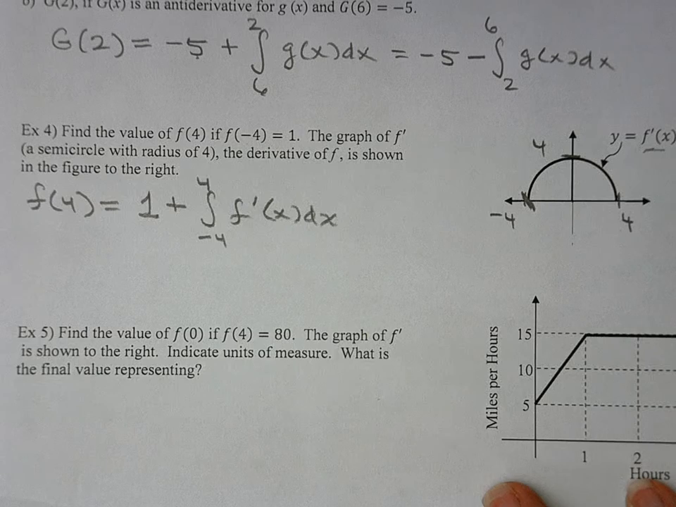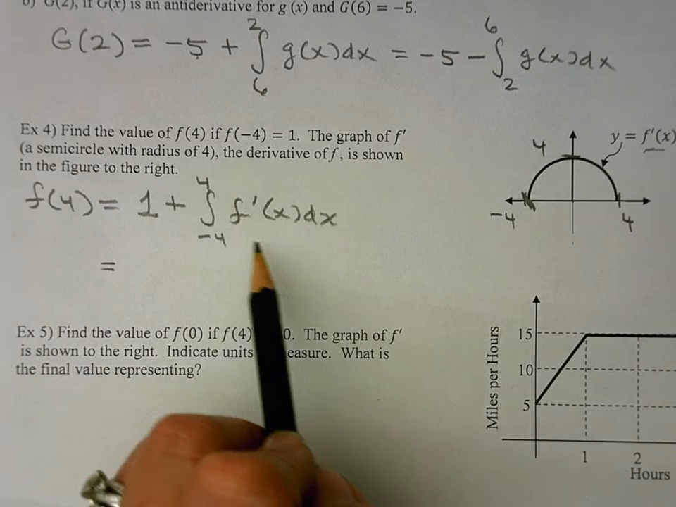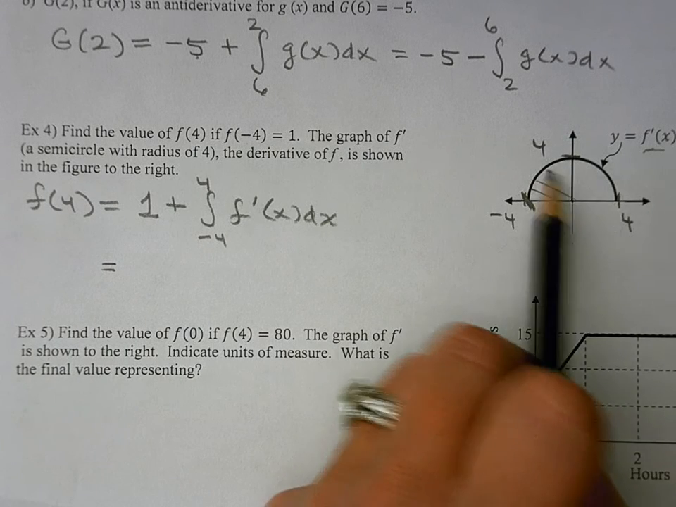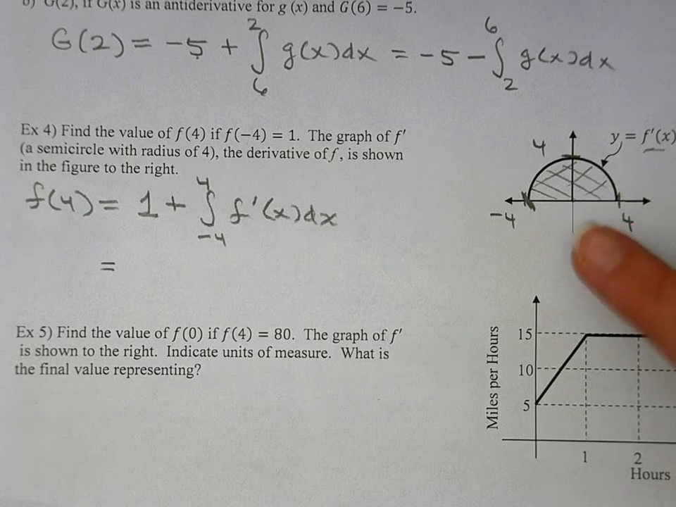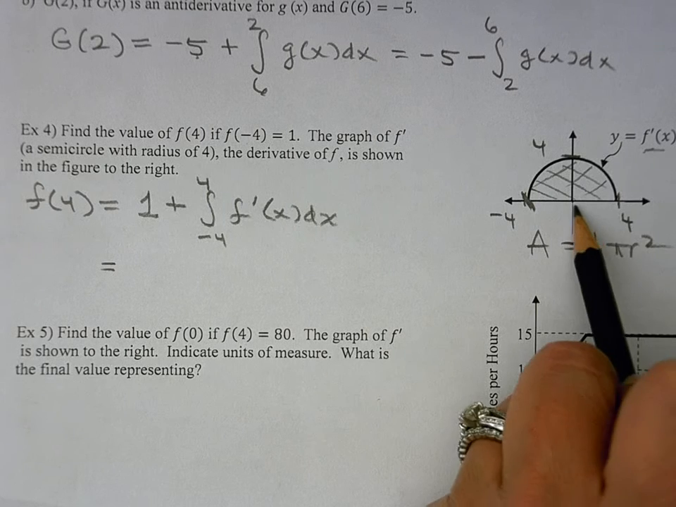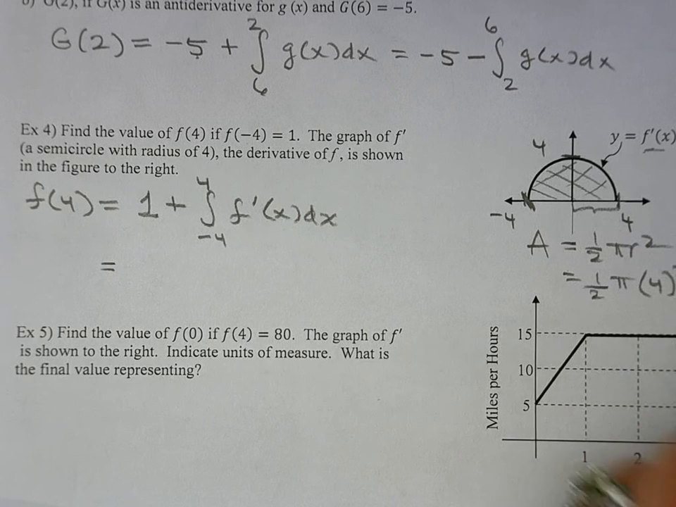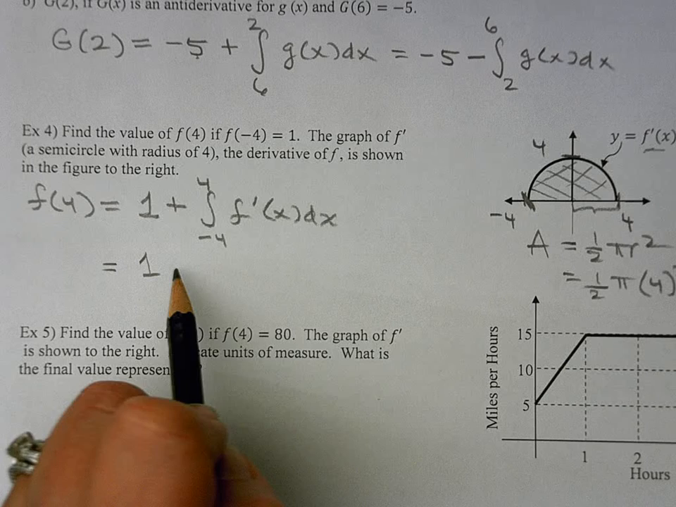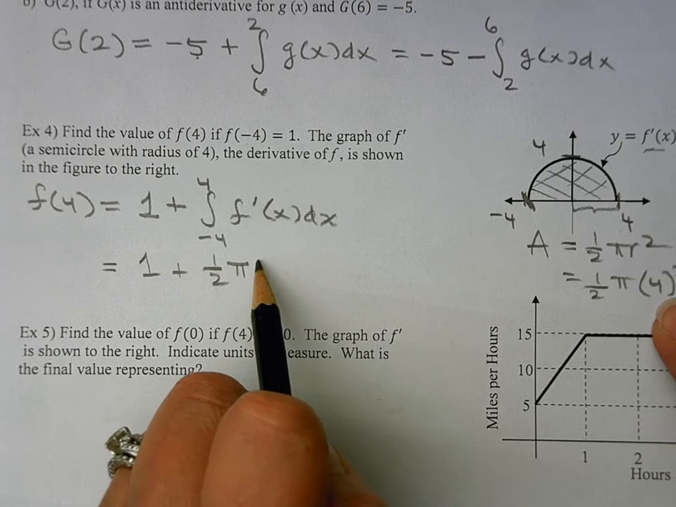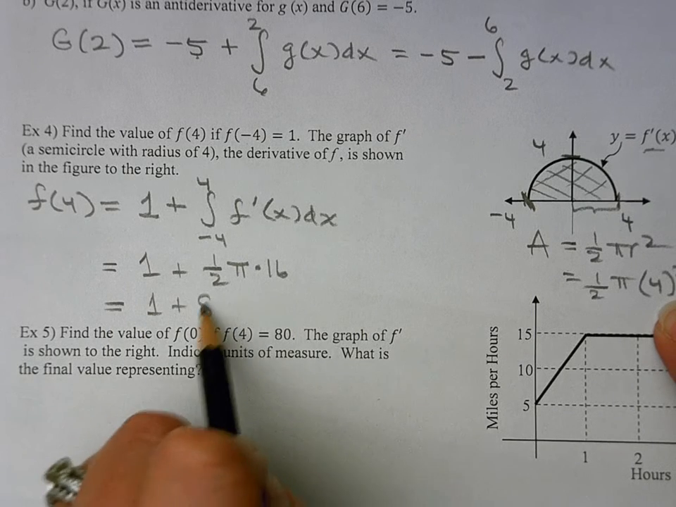Now we actually have to calculate this and go a little bit further because we were given this graph, so we should be able to figure this out. What they're asking is the integral from negative 4 to 4 of f prime, which represents the area under the curve. So we know how to find the area of a semicircle. That would be 1/2 pi r squared. My radius is equal to 4, so that would be 1/2 pi times 4 squared. So then f of 4 would be equal to 1 plus 1/2 pi, and 4 squared is 16, right? And so half of 16 would be 8, so that would be 1 plus 8 pi.